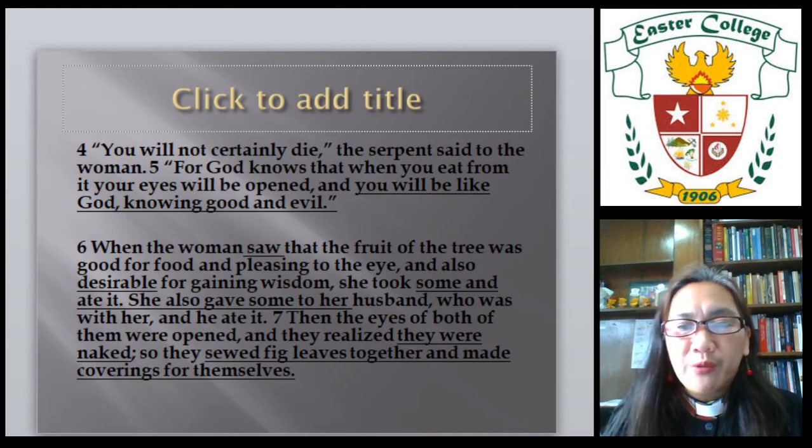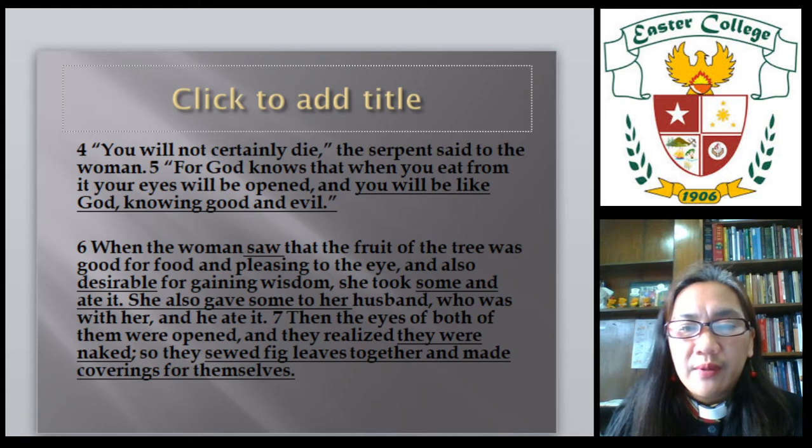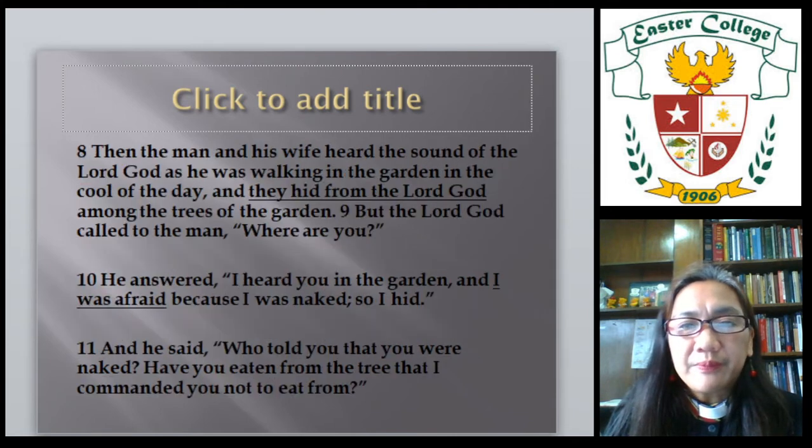When the woman saw that the fruit of the tree was good for food and pleasing to the eye, and also desirable for gaining wisdom, she took some and ate it. She also gave some to her husband who was with her, and he ate it. Then the eyes of both of them were opened, and they realized they were naked. So they sewed fig leaves together and made coverings for themselves.